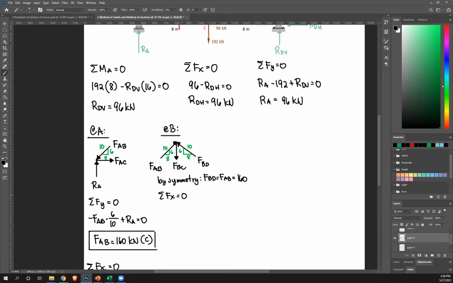Summation of forces x equals 0. Let's start. This is to the right, therefore positive FAB. Get the x component. So that's the horizontal leg, so times 8 over 10. Next, this is to the left, so minus FBD. Take the horizontal component. So once again, that's 8 over 10. There's no other horizontal force, so equate that to 0. Knowing that FAB is 160, if you solve for FBD, you should get 160 as well.